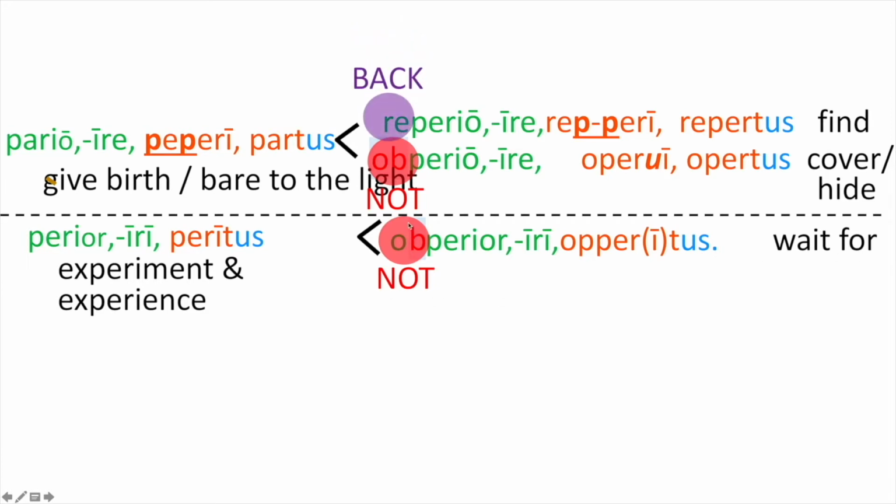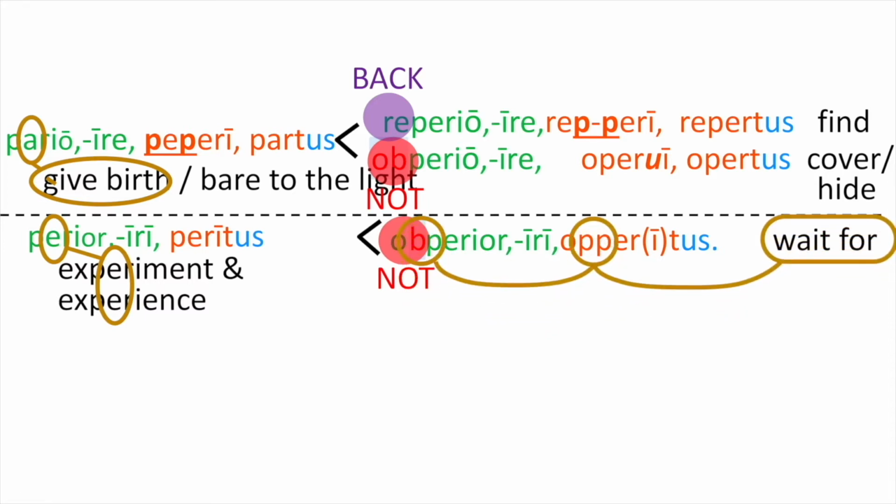Same with re, that comes from exposing to the light by removing the cover back, by pulling back the cover. And that's why that word means find. Okay, so then what are the two ways to keep track of these? Remember that if it has an A, then it has to do with giving birth, like parturition, ovoviviparous, postpartum, all these words have to do with birth. But if it has an E, then that's just your bland old word to experiment and experience or wait.